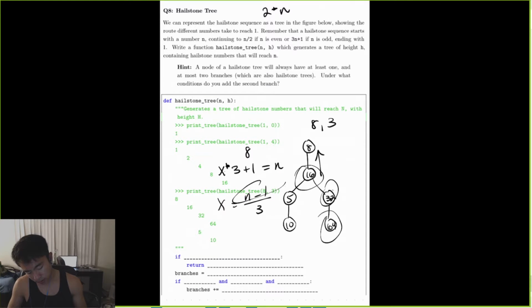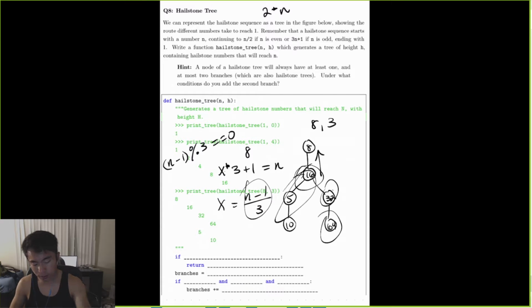First of all, n minus 1 has to be divisible by 3, because if it isn't, then it's going to be a decimal or a float. And Hailstone sequences cannot be floats, so that will not be valid. So we have one condition that we want to check: is n minus 1 divisible by 3? In particular, if n minus 1 mod 3 is equal to 0. That's one condition we have to check before we can go down the odd path. Along with that, we want to check, is this number odd?